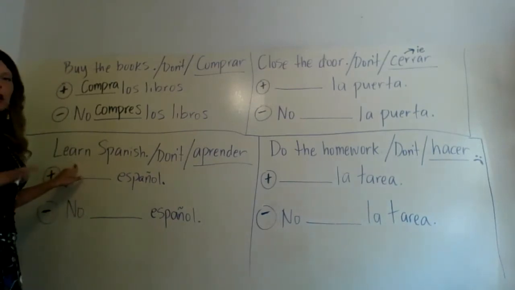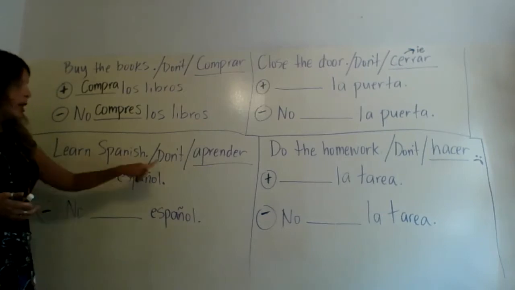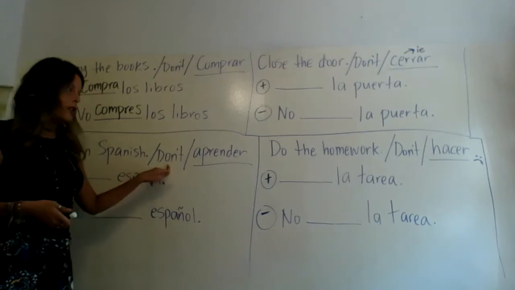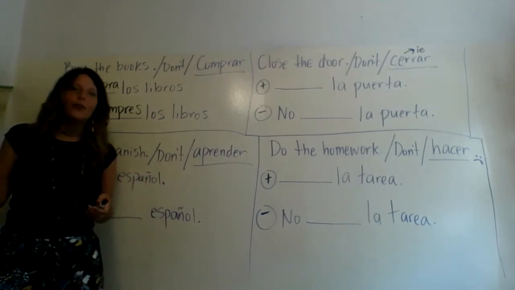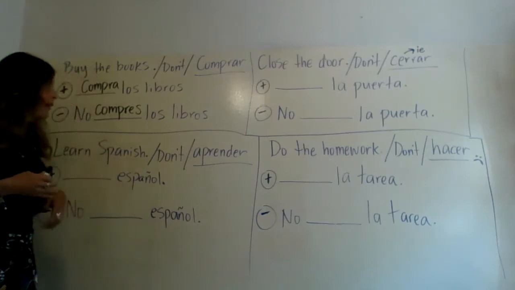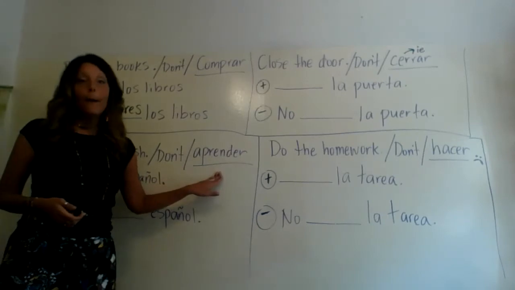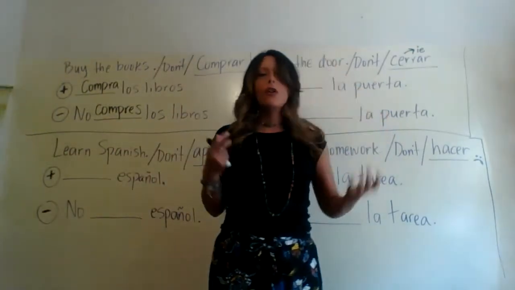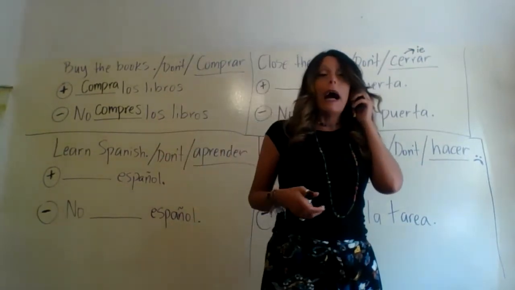Our sentence is learn Spanish for our affirmative command. Then we're going to turn it into a negative command. You know what? Forget about it. Don't learn Spanish. Remember, we're still doing informal tú command. So we have learn Spanish and don't learn Spanish. The verb to learn, aprender, as I walk you through it before we fill in the blanks, means to learn.